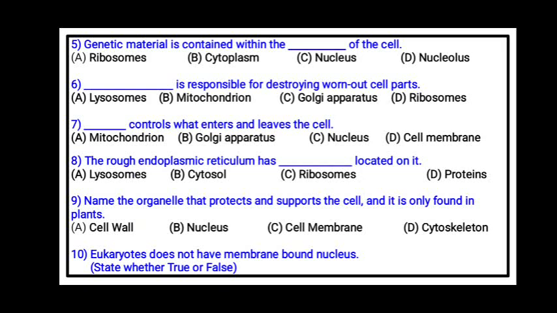Ninth one, name the organelle that protects and supports the cell and it is only found in plants. So which is that organelle which gives support to the cell, protects the cell, and it is only found in plant cell? That means it is absent in animal cell. Which is that? A. Cell wall, B. Nucleus, C. Cell membrane, or D. Cytoskeleton. 10th one, eukaryotes does not have membrane bound nucleus. You just have to write whether it is true or false.